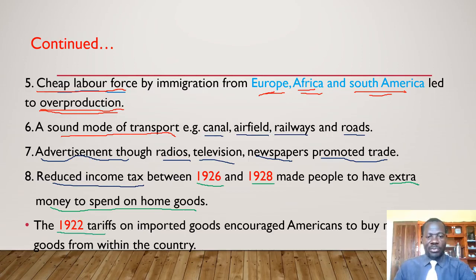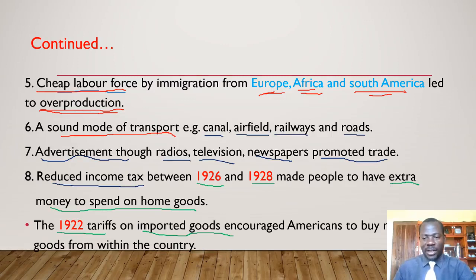1922, the tariffs on imported goods to America, that one again, it encouraged people to buy goods from America or from within. So what happened in 1922, the Americans, they imposed the taxes on imported goods that are found there, but also others were imported. So those that were imported, they were charged more.